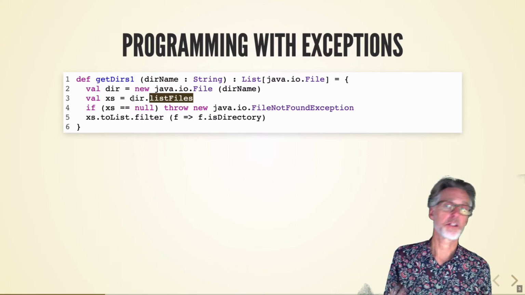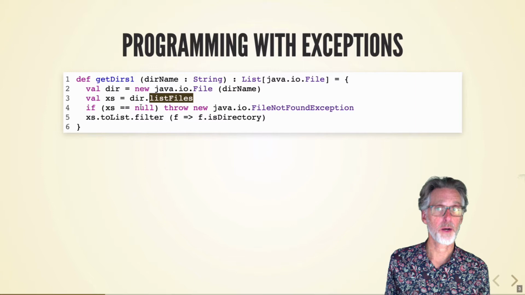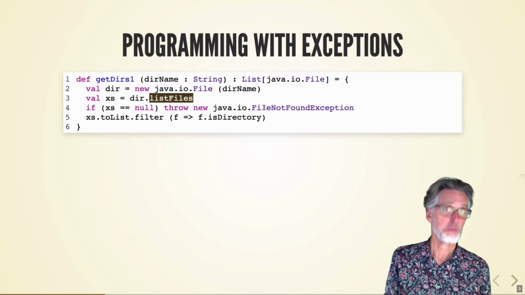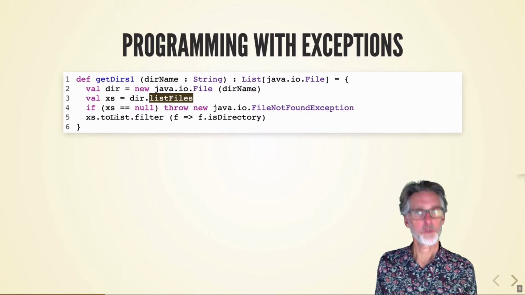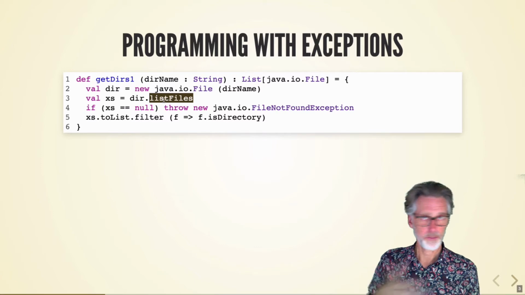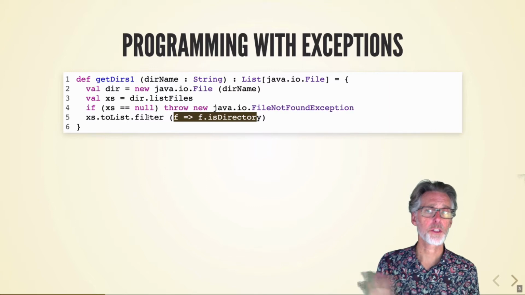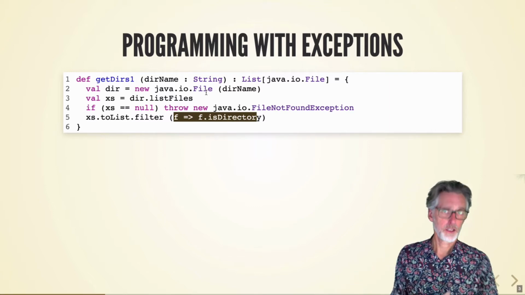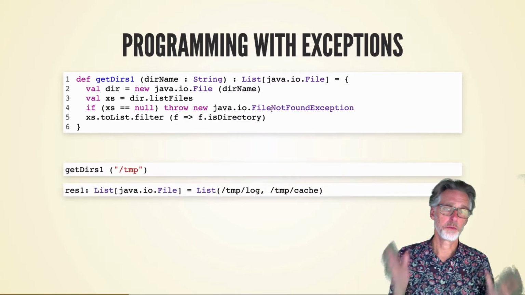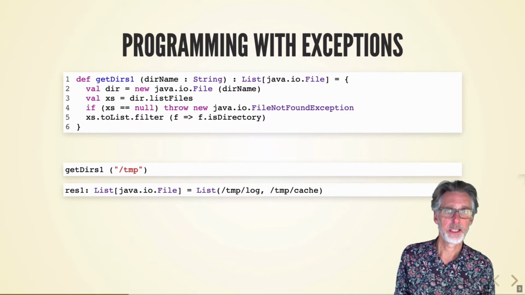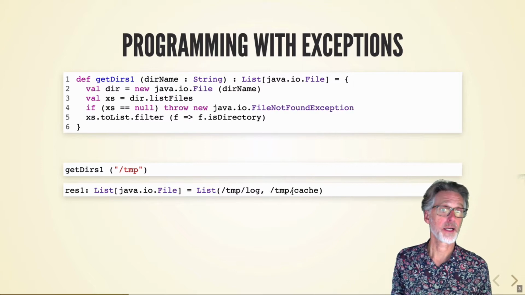Now, it's possible the file doesn't exist, and if that's true, then this list files will give us a null reference. In that case, we need to say we have an exceptional circumstance. Otherwise, what I'll do here is go to the list of all the elements in the folder and find those that are directories. So this will just filter out the elements in the list that are not directories. And this works just great on my system. So I have a Mac here, so I have a temp directory. And if I run this code, it'll find some of the files or the directories in my temp directory.